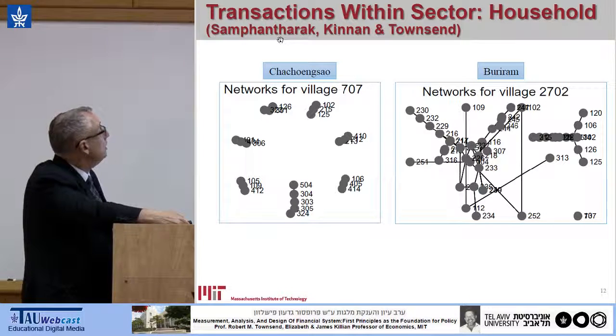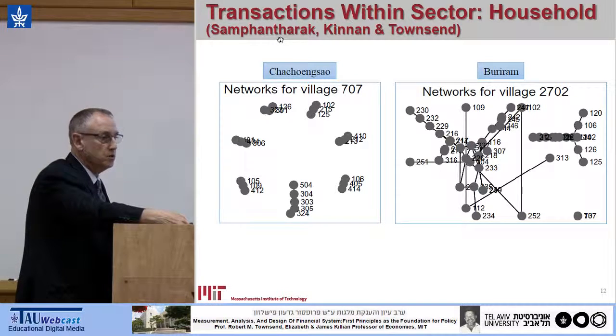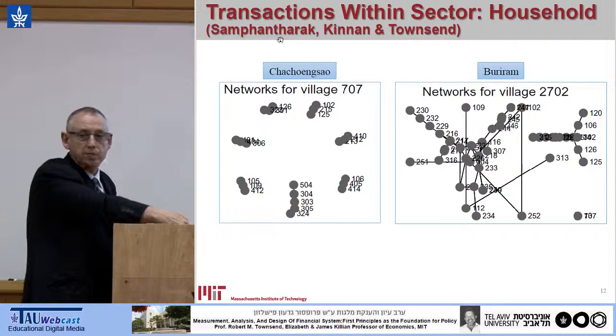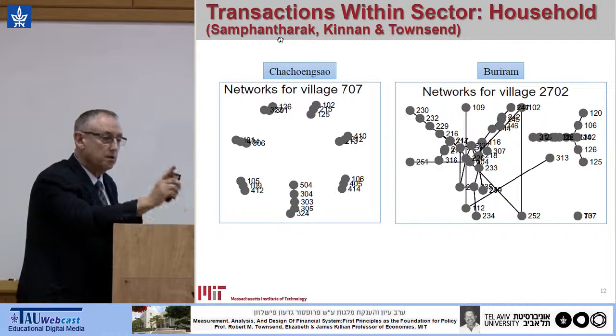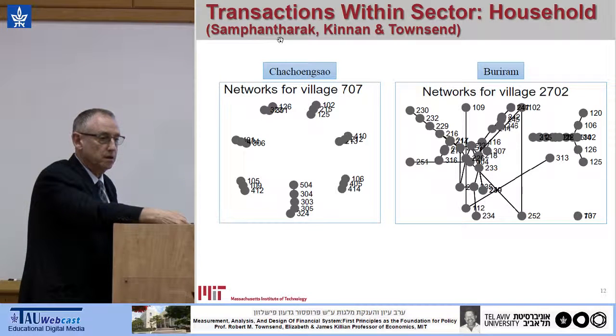Now, it's not just across sectors, though. It's within sectors. So I'm going to show you three slides. This first one is about transactions in my Thai villages, where we survey. And these are various sub-networks within a given village in one of the villages. And in the other one, it's almost true that everyone's connected to everybody else. So these are observed transactions in gifts and borrowing and lending. Remember, it all comes from transactions data.